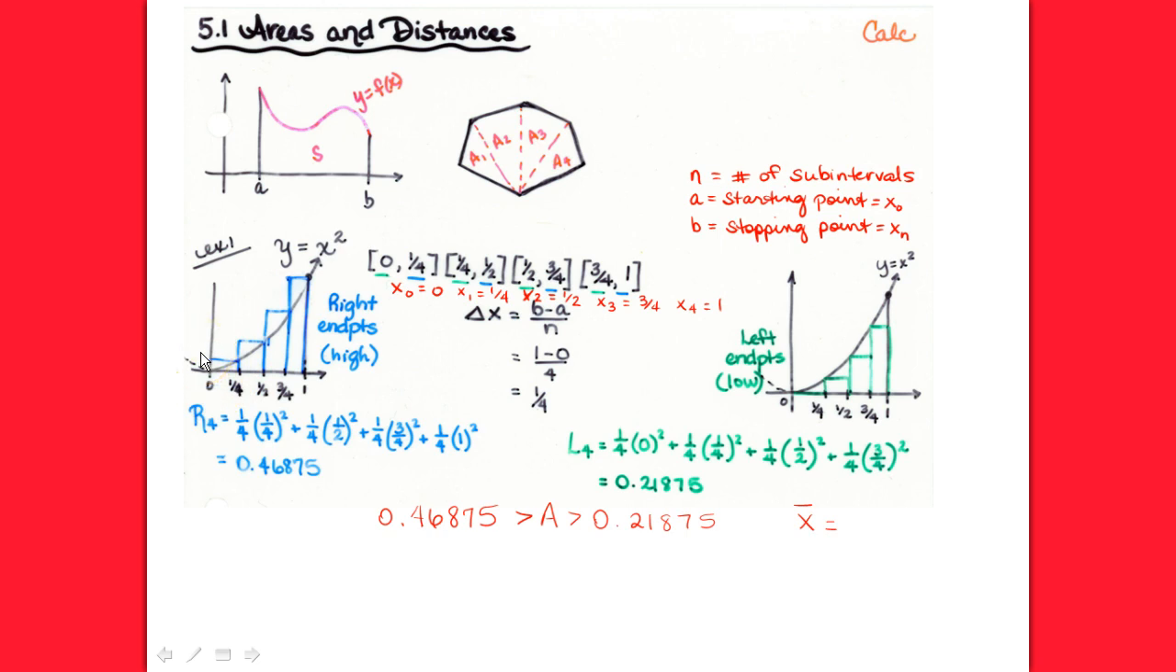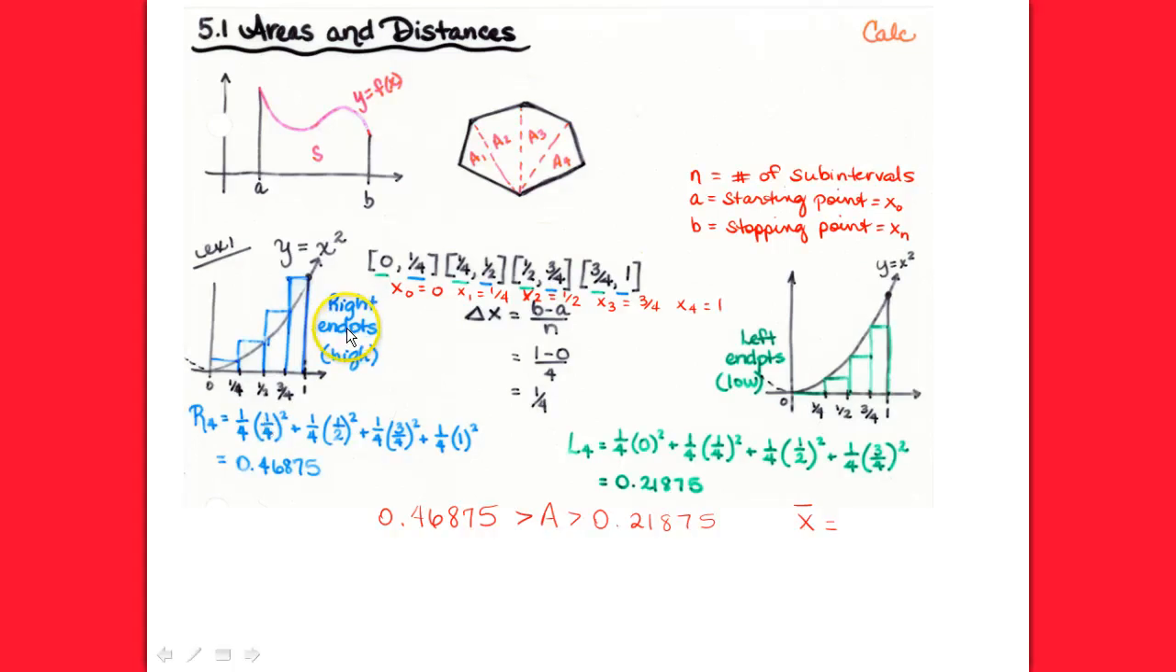The base of the rectangle is pretty obvious. In every single one of these, the base is just my change in x, right? 1/4 minus 0 is 1/4. 1/2 minus 1/4 is 1/4. 3/4 minus 1/2, 1/4. 1 minus 3/4, 1/4. The base is just the change in x. But where do I get my height? Something has to determine the height of that rectangle.